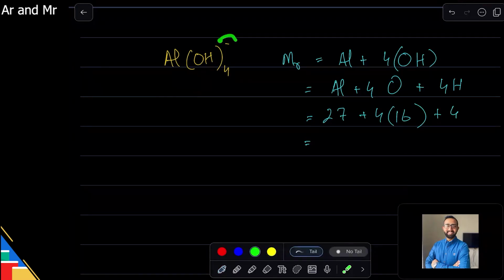Why didn't I take care of the negative here? Because negative means there's an extra electron. Electrons have very small masses. I can just ignore it.